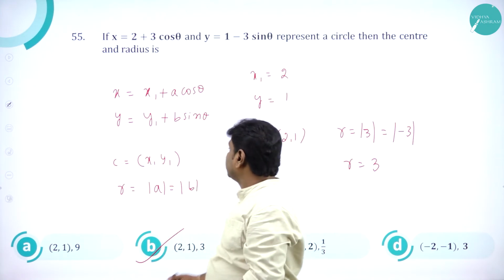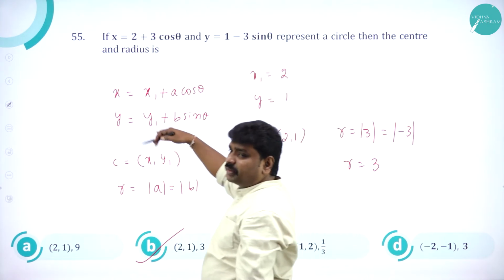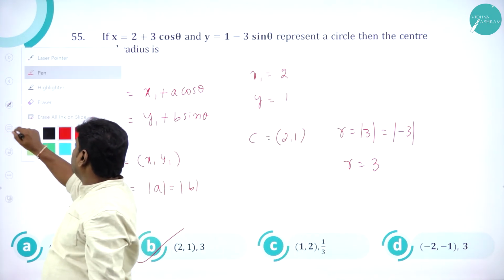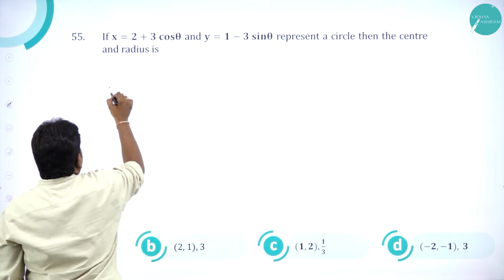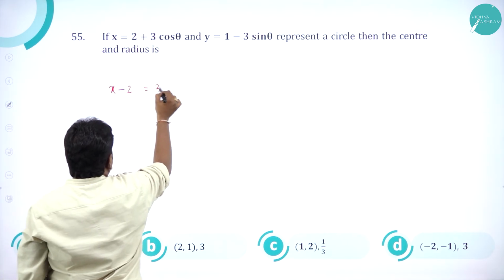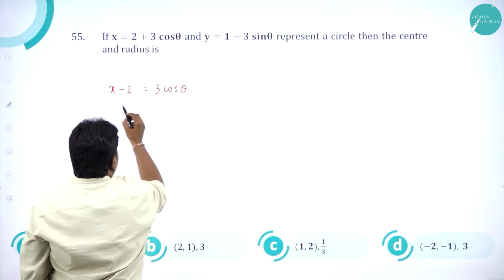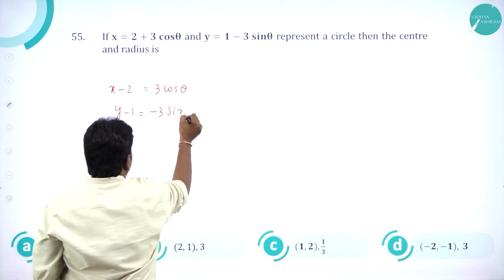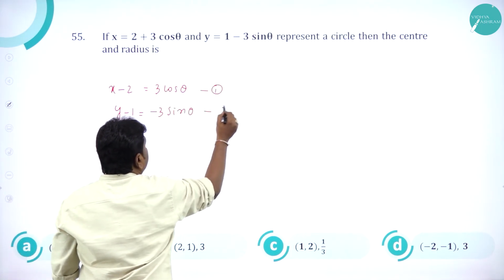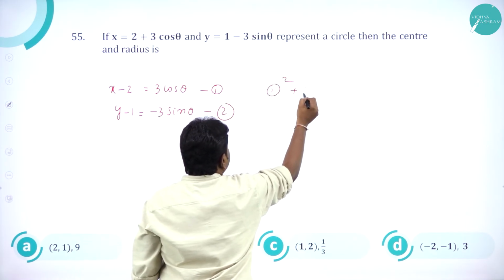Or you can do one more method. This is a shortcut method where I wrote the parametric form, or the method of squaring, computing the square. If I bring this to this set, can I write x minus 2 is equal to 3 cos theta? And further, I can write y minus 1 is equal to minus 3 sin theta. Call these 1 and 2, and square and add. You perform 1 square plus 2 square.